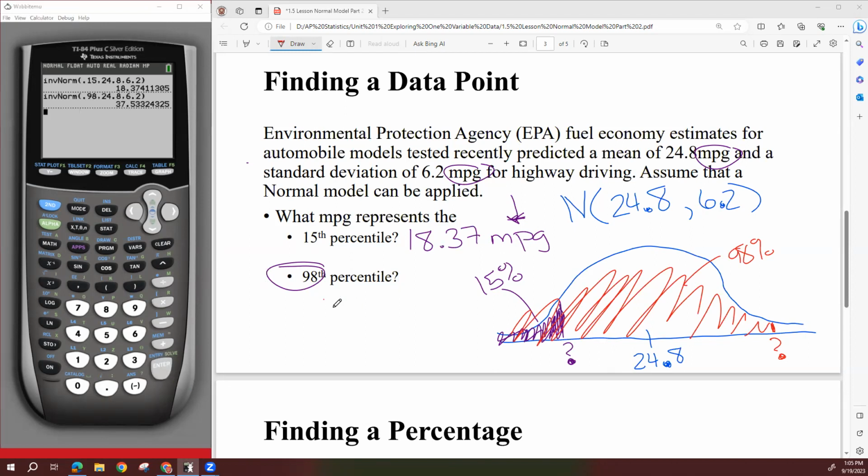And a vehicle with 37.53 miles per gallon would have 98% of the data points below it. So a very unusual fuel economy. So almost all of the data points, almost all of the vehicles will have a fuel economy that's less than 37.53.